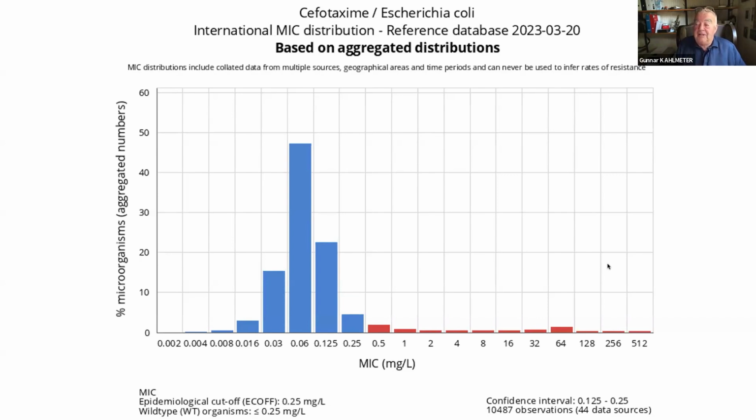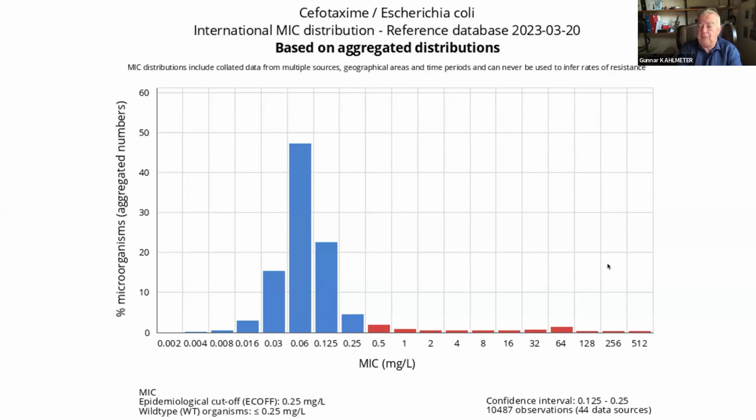It's 0.25, irrespective of where we collect those E. coli. And you can see down in the right-hand corner of every graph on the EUCAST website, it says something like 10,487 observations. Observations are MIC values from 44 data sources, where data sources are investigators from all over the world. It's in the literature, publications, it's from animal programs, it's from surveillance programs, it's from Sentry, it's from all over the world, it's from development programs from industry, etc., etc.